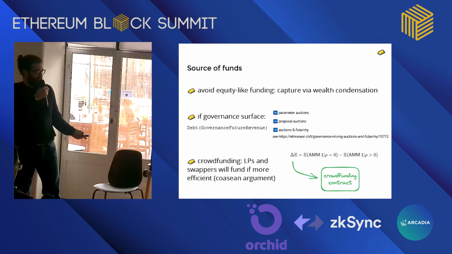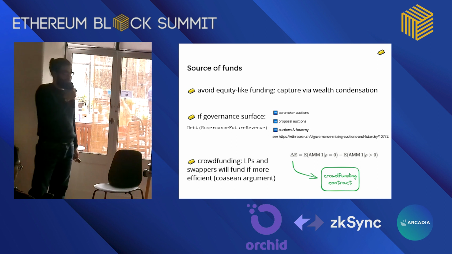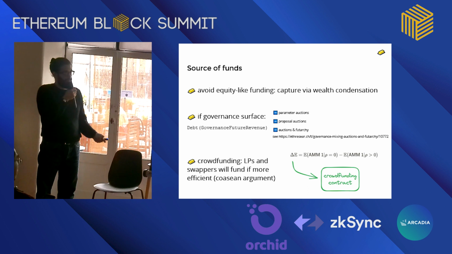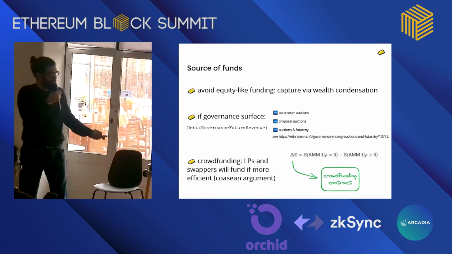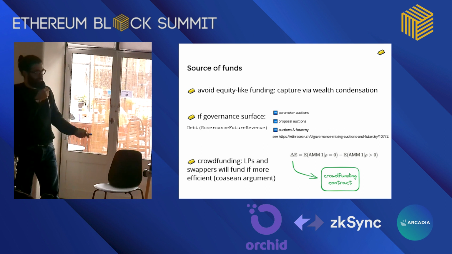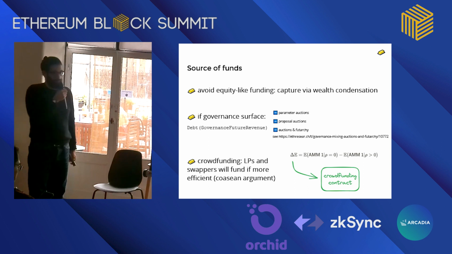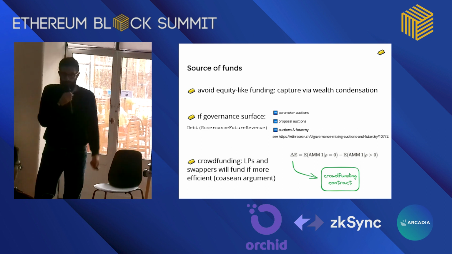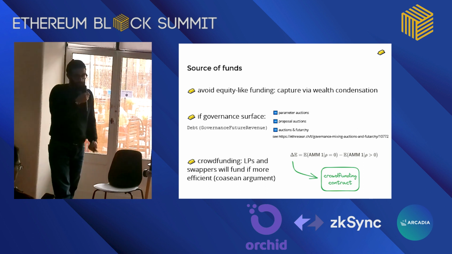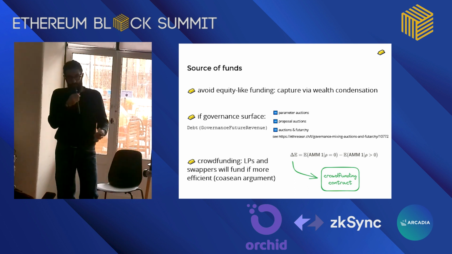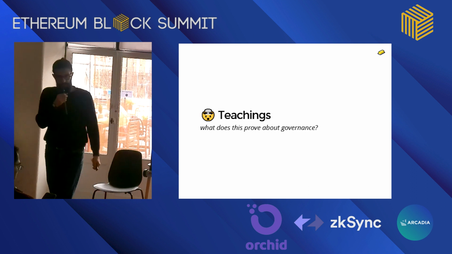And crowdfunding is just that. In very theoretical economic terms, LPs and swappers are losing something when rho is greater than 0, which means the fee is activated. When rho is equal to 0, the fee is not activated, and normally they earn more there than there. So there is a delta, and so in very theoretical terms, it's a Coase theorem kind of argument, they should be ready to fund the crowdfunding contracts, which in turn fund the second AMM subsidy. So that's just an overview of the different approaches.